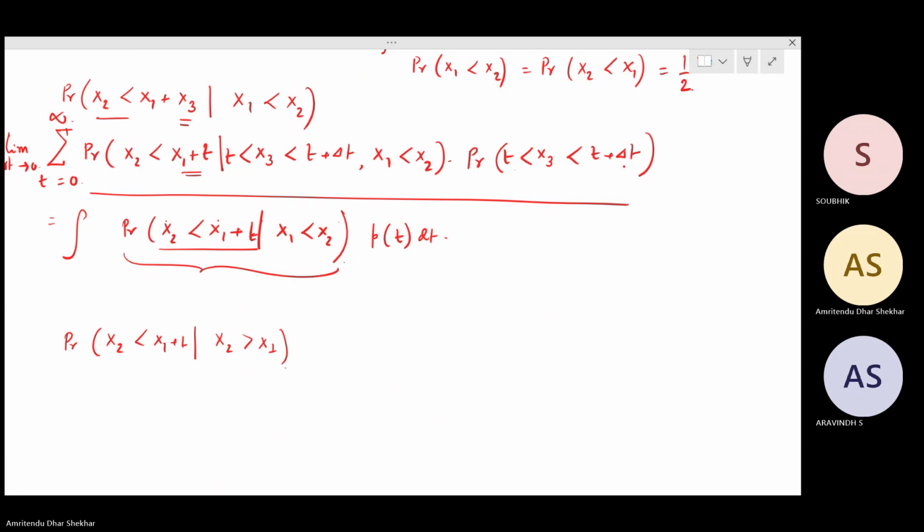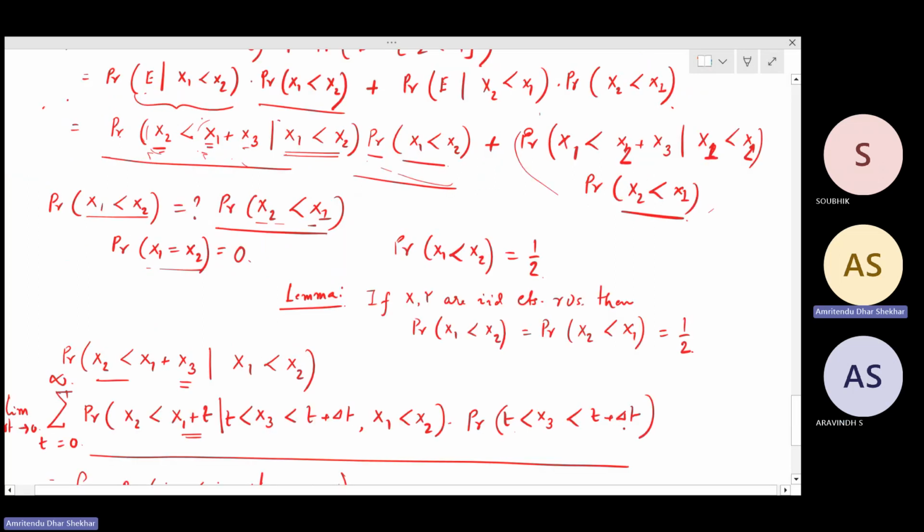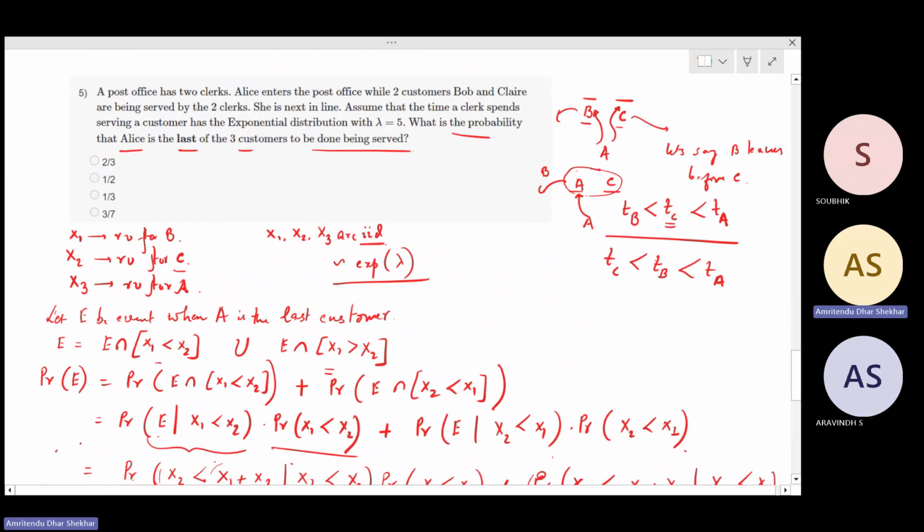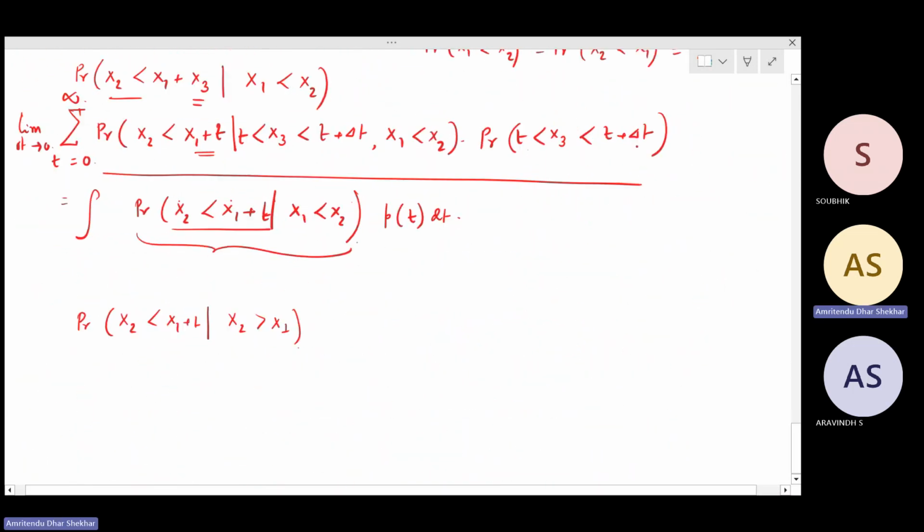Sir, one doubt, sir. What does IID stand for? IID stands for independent and identically distributed. They're identically distributed because both have exponential distribution, and they are independent because x1, x2, and x3 are the times required to serve Alice, Bob, and Claire, and they are assumed to be independent of each other. So that's why they are independent random variables and identical as well. So that's why they are IIDs.